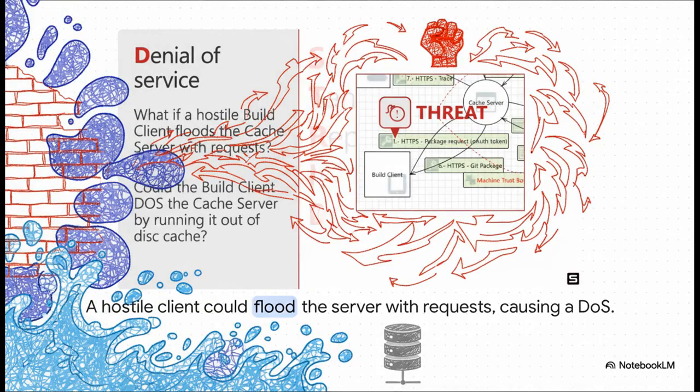So a malicious client could attack our cache server in a couple of different ways. First, they could just flood it with so many requests that it gets overwhelmed and can't respond to anyone else. Or they could be a bit cleverer and keep requesting huge, unique files over and over again to completely fill up the server's disk space, crippling its ability to cache things for other legitimate users.